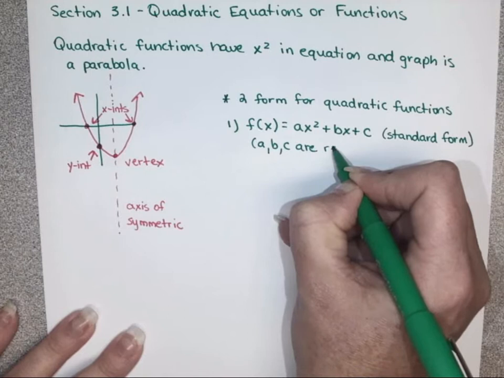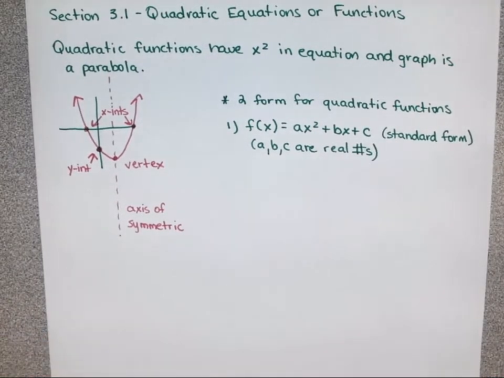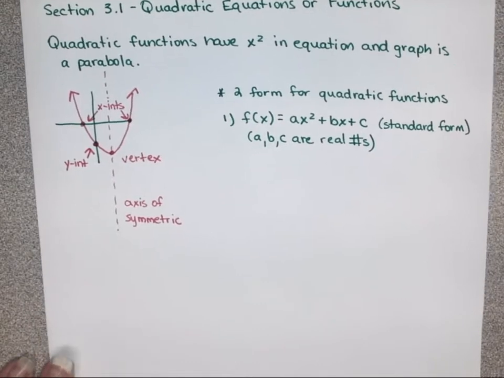So these aren't going to be letters. They're going to be represented by numbers. So it might look like 2x squared plus 5x minus 4 or something like that. Okay, but it'll be an x squared equation.